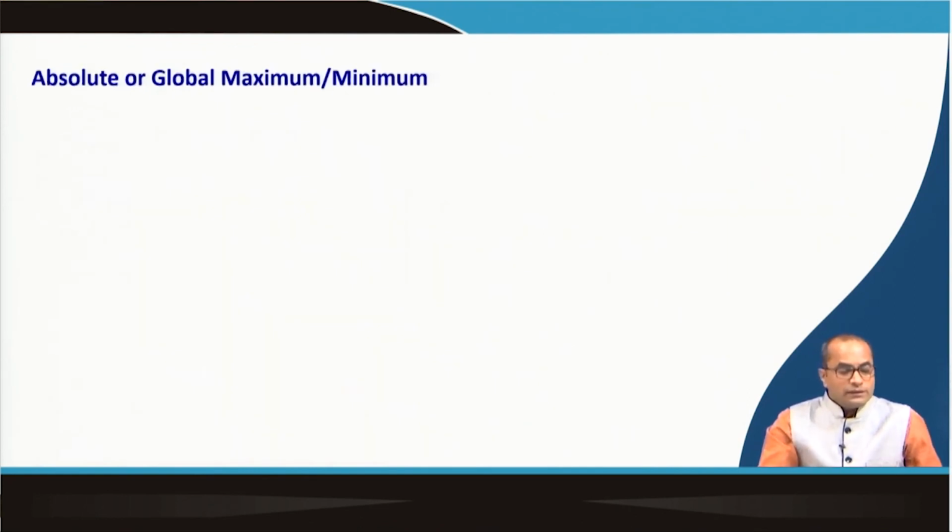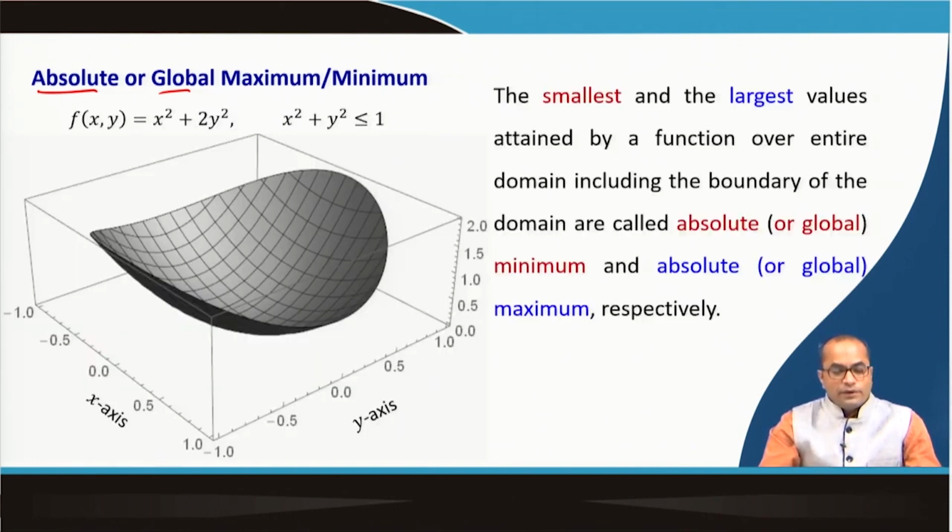Well, there is a term absolute or global maximum used in this connection, and the point there is the smallest and the largest values attained by a function over the entire domain. So, in the earlier slide we were looking at how this function is behaving locally, but now we are talking about the smallest and the largest value attained by a function over the entire domain, and not only the domain, including the boundaries.